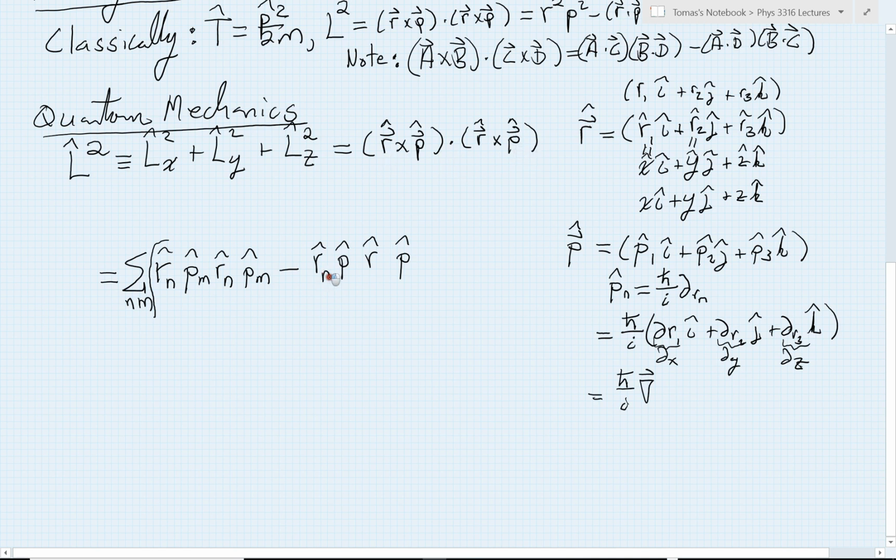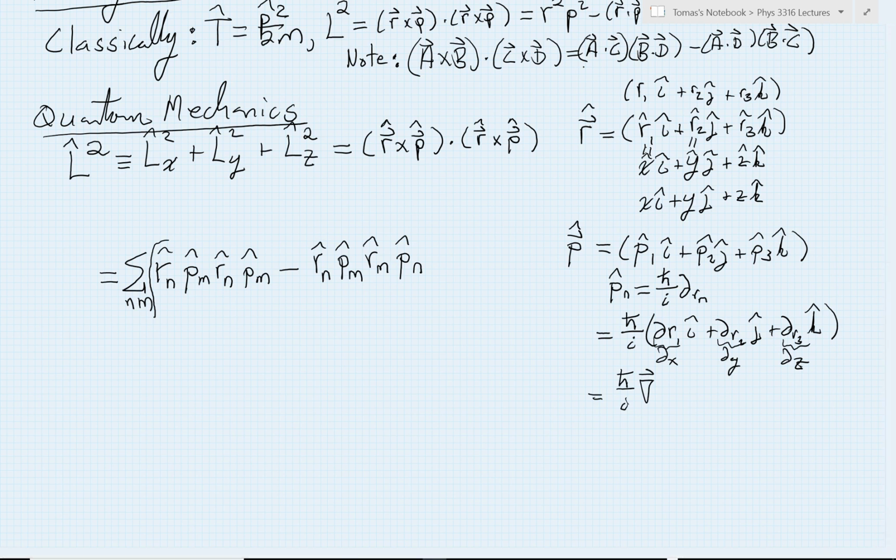So that would be r_n, p_n. And then the dot product of the first p with the second r, so that would be p_m, r_m. So I'm not going to close my parentheses yet because I want to put in some additional terms here, as you will see. But I hope at this point you can identify that the terms I've written down are the proper translation of this vector identity into the quantum mechanical context.